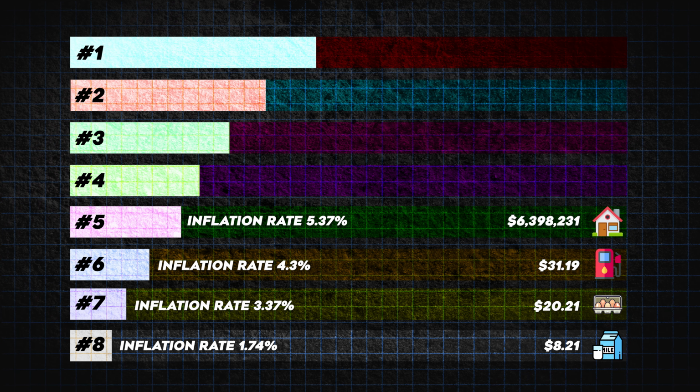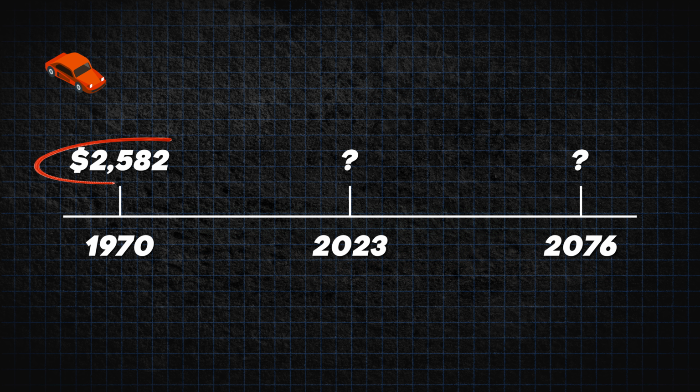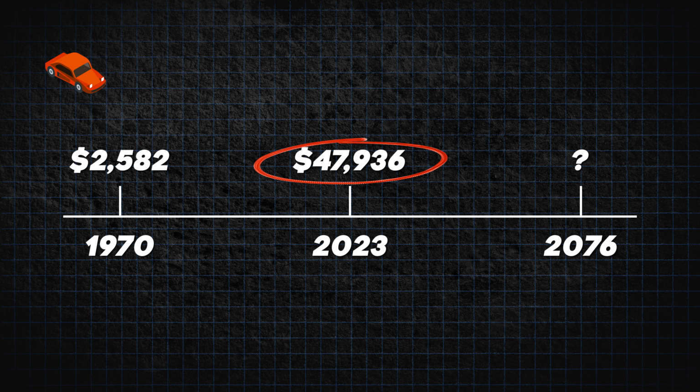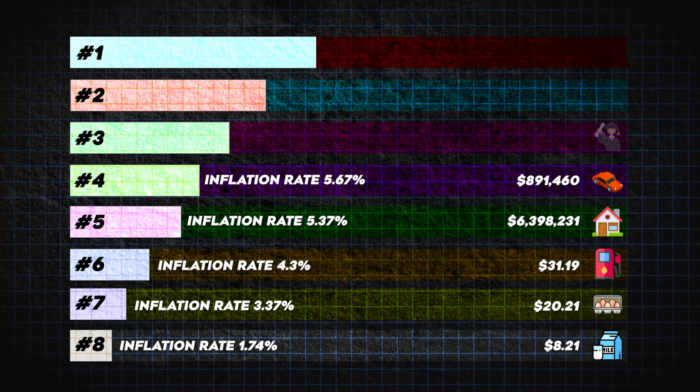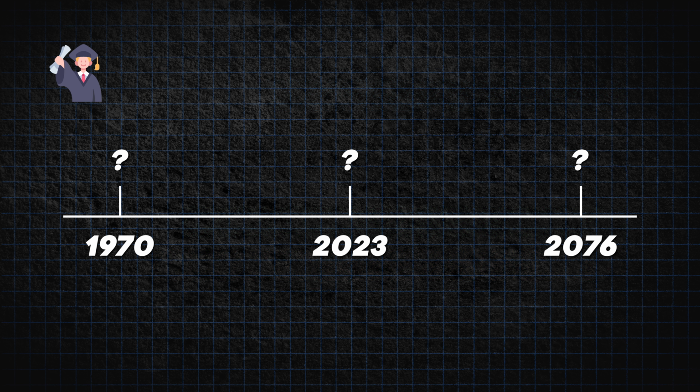Next on the list, we have the average price for a new car, which in 1970 was $2,582. Today, it is $47,936. That is an average inflation rate of 5.67% per year. And if that continues for the next 53 years, then by the year 2076, we are going to see a new car on average cost $891,460.